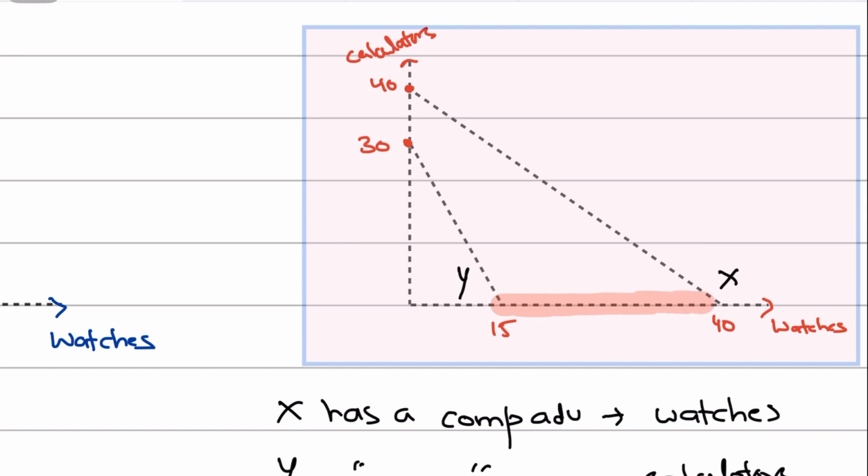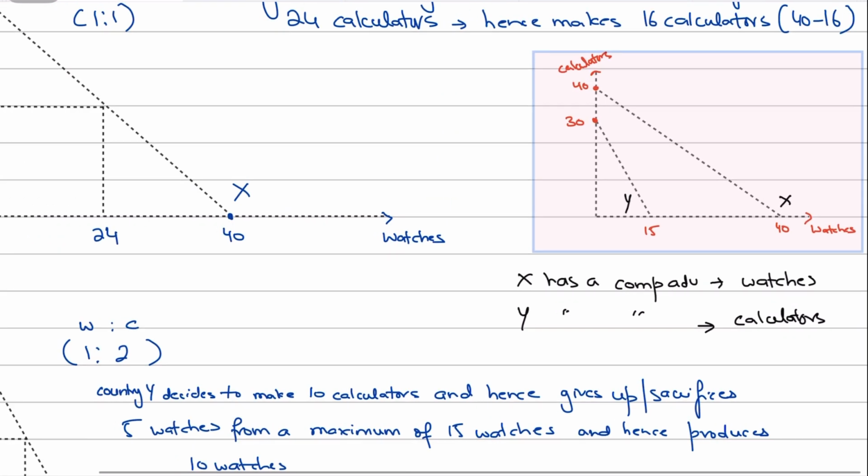So the first step is to identify on which axis the biggest distance between these PPFs lies. We see it's on the x-axis, that is the watch axis, and whichever country is producing the maximum watches on that axis has the comparative advantage in that product. So we need to find out who has a comparative advantage in watches now. Country X has a comparative advantage in watches because the maximum watches it can produce is 40. So this is a small trick without calculating the opportunity cost ratios, right? And we've already identified as well that country X has a comparative advantage in watches.